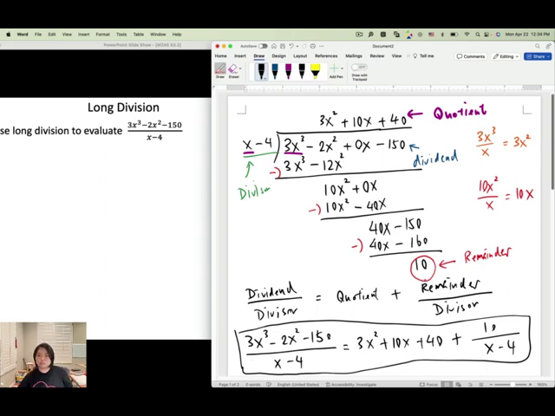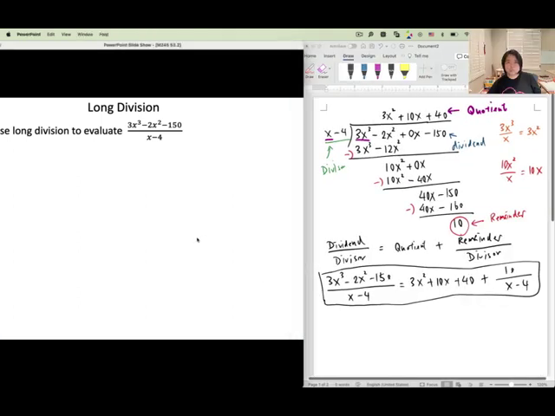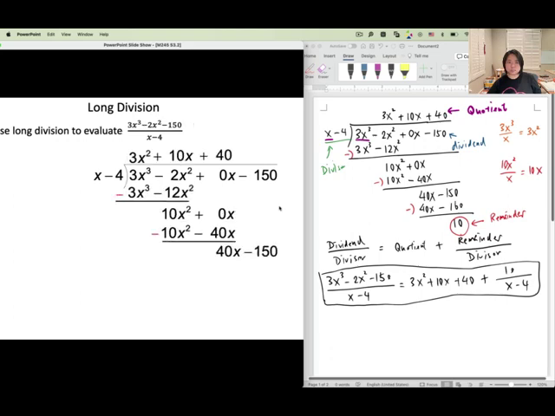Okay, double check. Okay, let's see. My solution's going to be here. Make sure you add the 0x because we have to write it in order, 3, 2, 1, 0. Okay, and then they're going to get the same answer as ours.